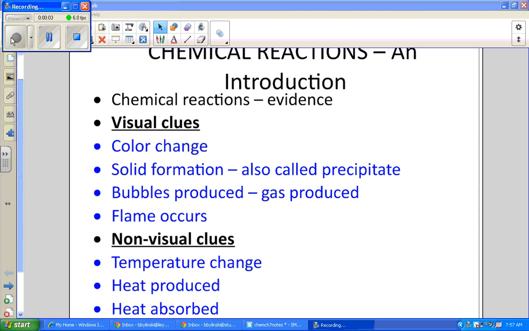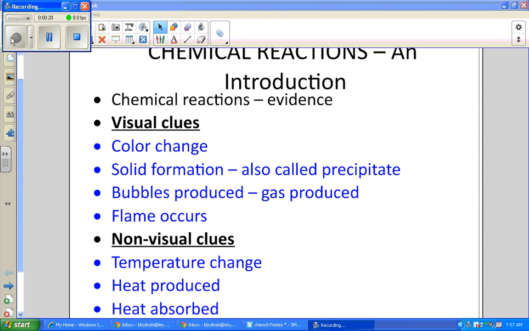Okay, this is chapters 7 and 8. We combine two chapters. It's basically chemical reactions, which will involve balancing and also knowing how to actually create a reaction. Alright, so on the screen you will see some evidence of chemical reactions.